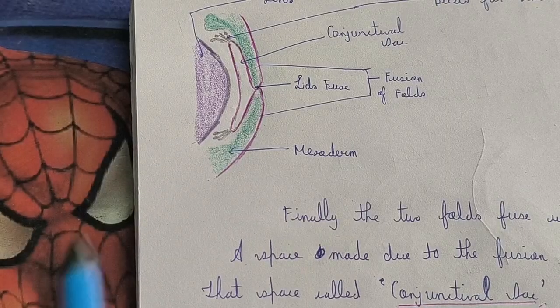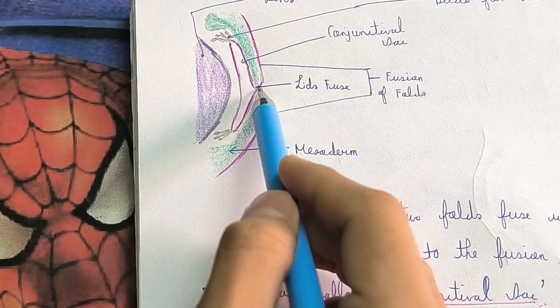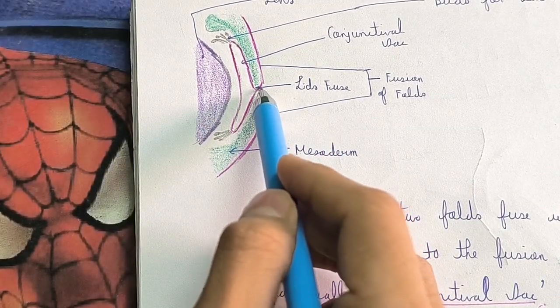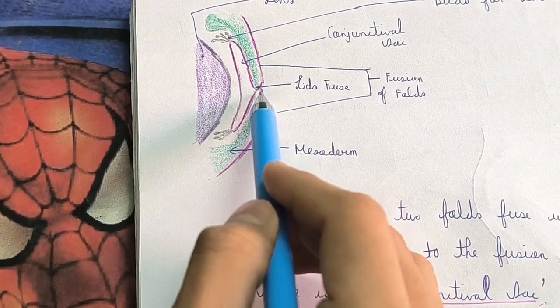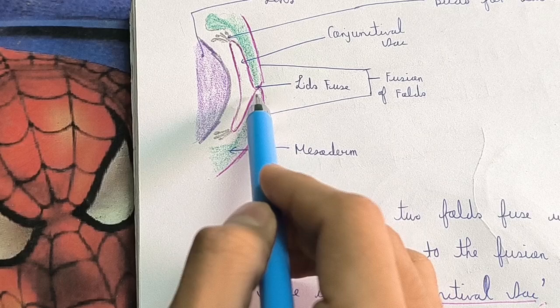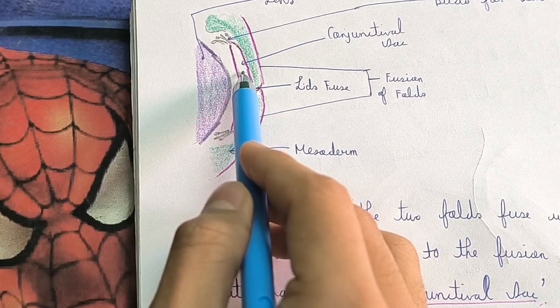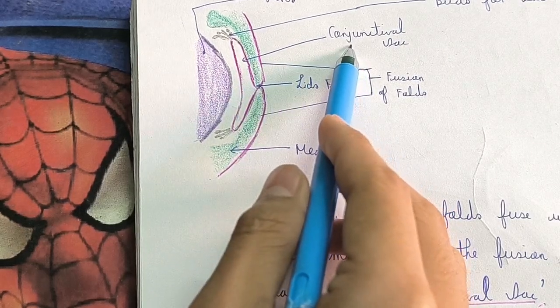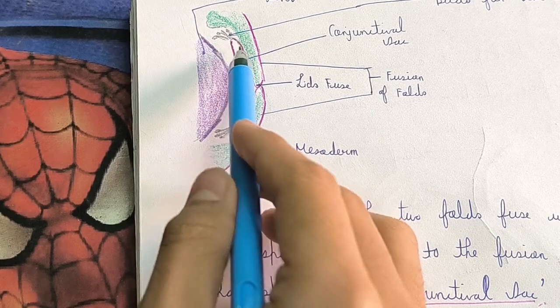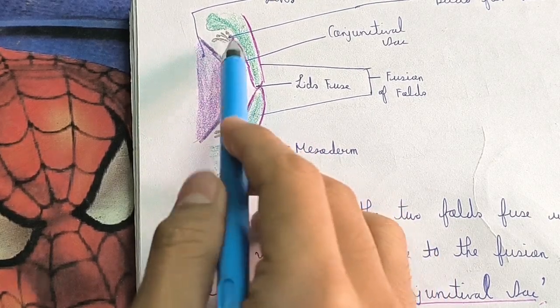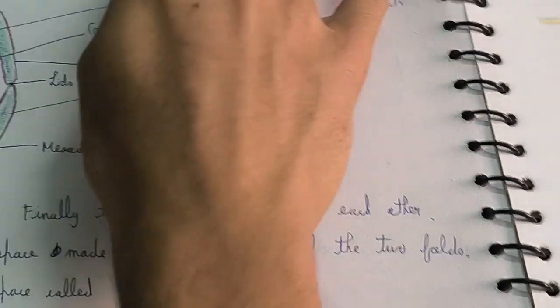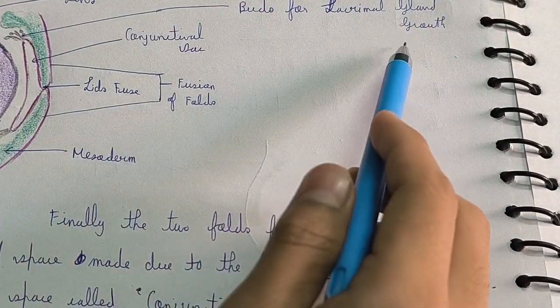Finally you can notice that these two folds have approached each other and fused. Due to the fusion of the margins of these two folds, a space is made, which is known as the conjunctival sac. You can also notice that from this conjunctival sac buds arise, and these buds are responsible for the growth of the lacrimal gland.